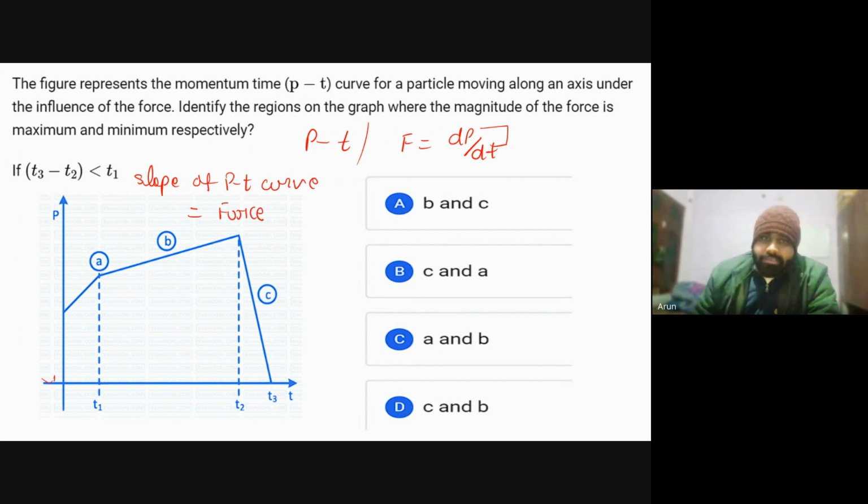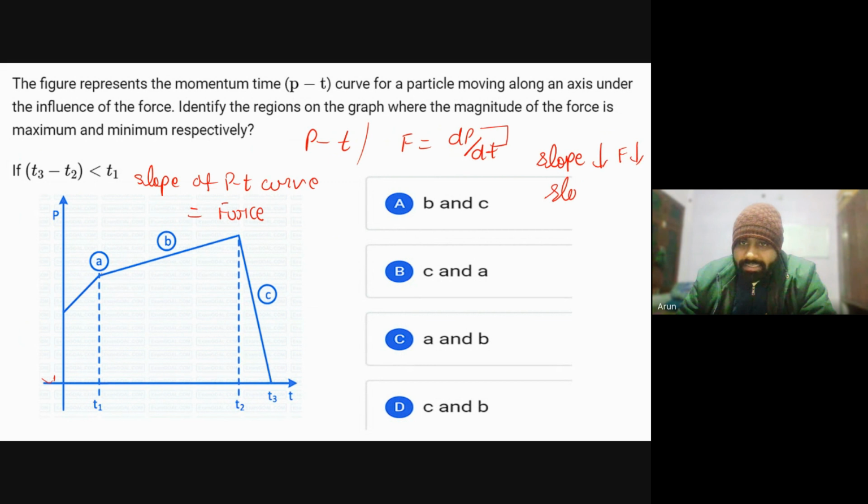Okay, so now it becomes very simple. You need to see where the slope is minimum. If the slope is minimum, the force will be minimum. If the slope is maximum, the force imparted will be maximum. So now it is very simple. Just look at the graph. Here you will see this slope has a greater value at region C.